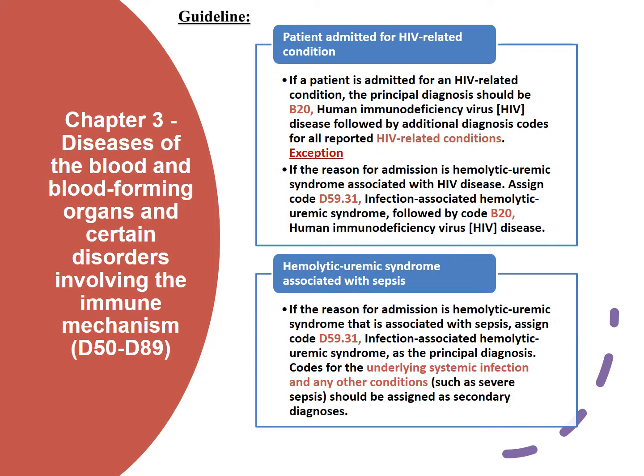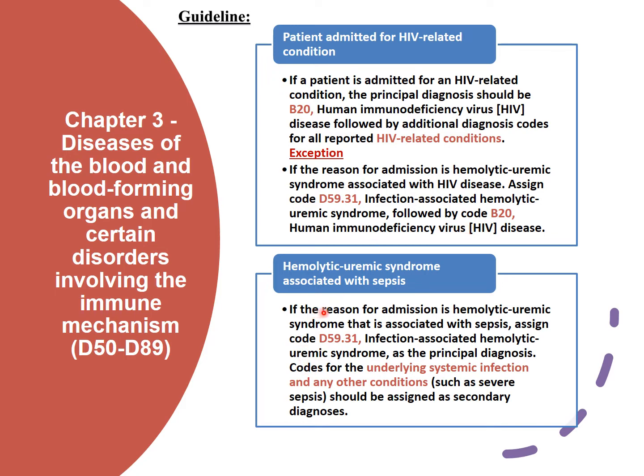Coming to the guidelines. Whenever the patient is admitted for HIV related condition, the primary diagnosis will be B20, that is human immunodeficiency virus disease, followed by HIV related condition. But there is an exception to this guideline. It was added during this year. That is, if the reason for the admission is hemolytic uremic syndrome associated with HIV disease, then assign D59.31 as a primary diagnosis followed by B20, human immunodeficiency virus disease. Please remember this guideline. It was added newly in 2023 changes.